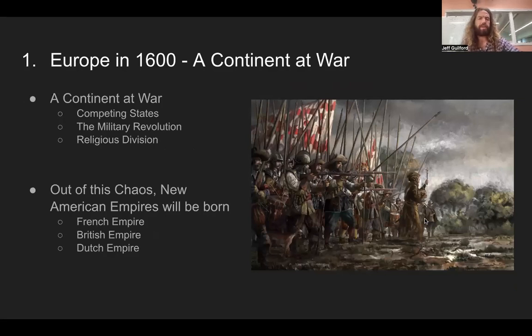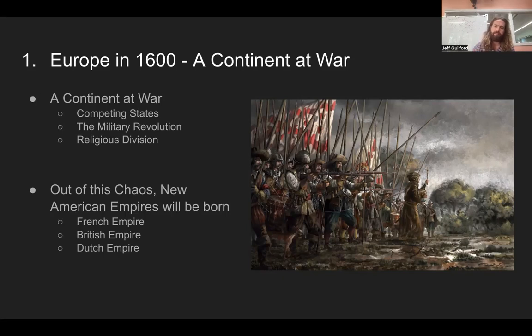Okay, so let's talk about what was going on in Europe around the year 1600. So around the year 1600, Europe is a continent at war. There are massive wars raging throughout Europe in 1600, and these wars are going to continue for a very long time, basically unbroken throughout this time period for a variety of reasons. There's a couple of different big factors that are leading to this continuous and intensifying warfare.